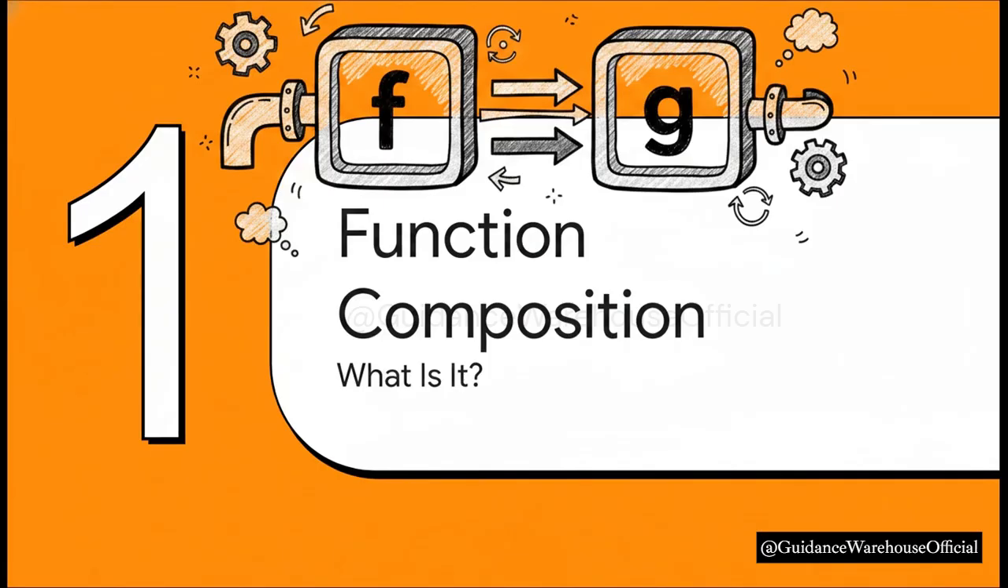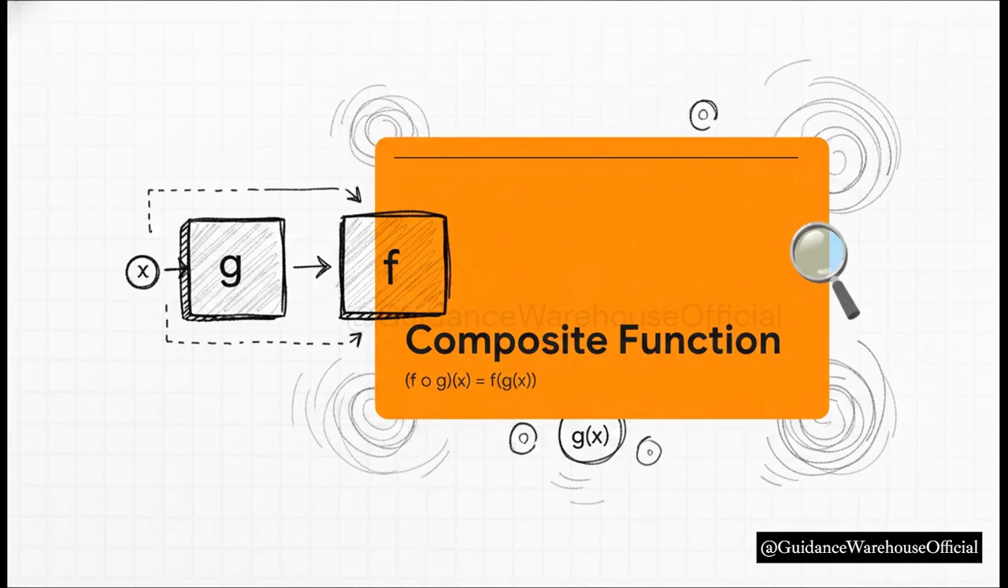What exactly is function composition? We're essentially talking about putting one function completely inside another. When you see this mathematical notation, that little open circle between the f and the g, we read that out loud as f composed with g at x. Or honestly, most of the time we just say f of g of x.